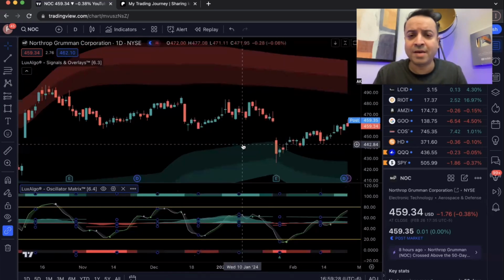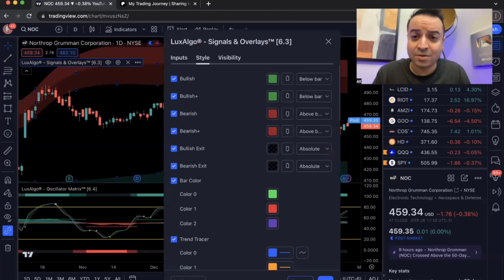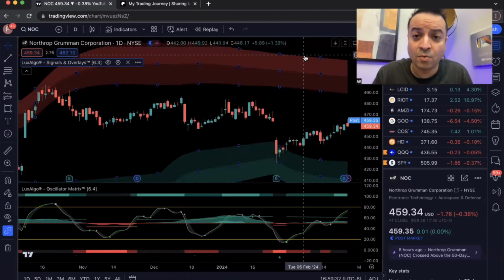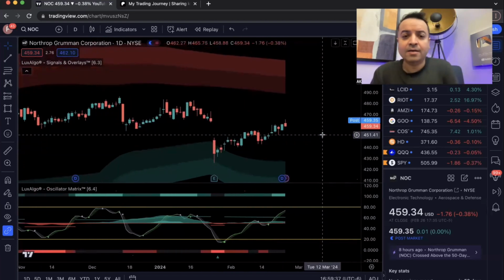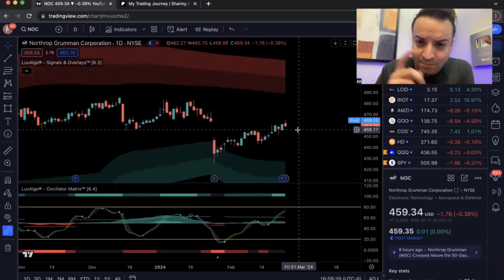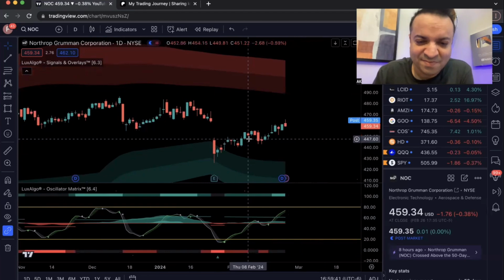So that's the only change that I made. Everything was on default. I didn't make any changes to either one of these indicators because they work great this way. All right. Sorry, I've got a little sniffles.